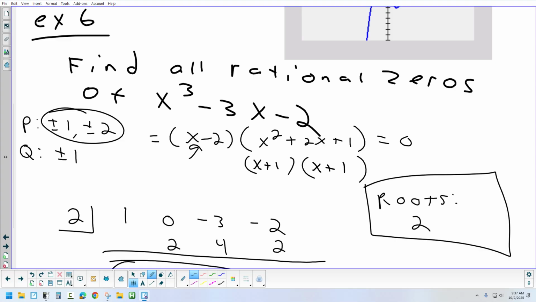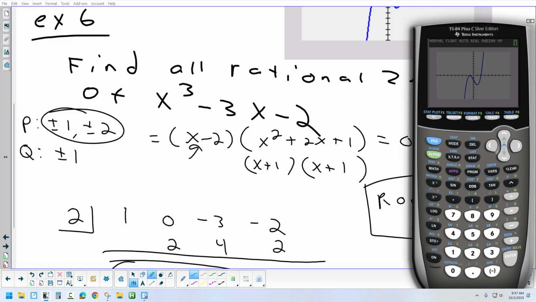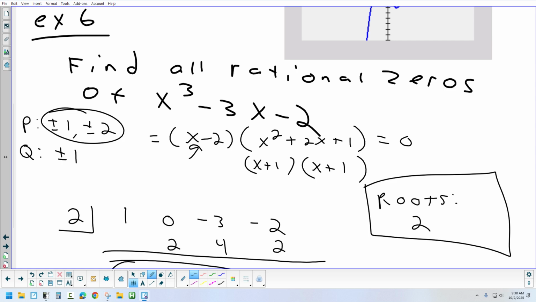x plus 1, x plus 1. And remember what I said about that root. I said it was going to be a repeated root because it was coming up, bouncing off the axis and going back down. And that's exactly what happened. What's the other root that we get that works in both of those? -1. Yep. You don't have to write -1 twice. You just have to write it once.